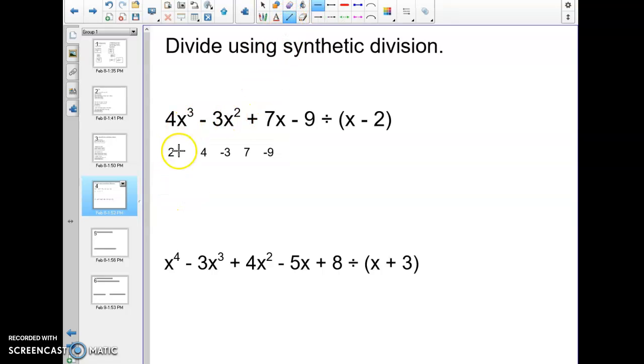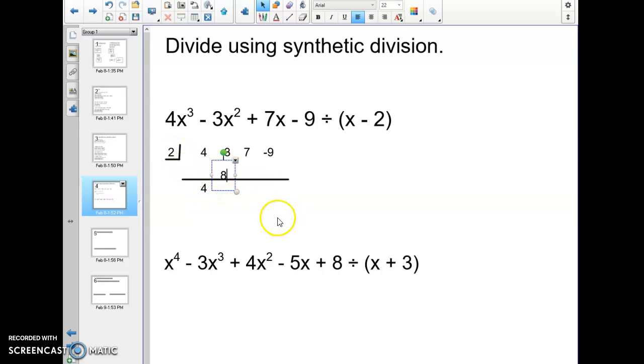Draw my lines. So I keep this in the box. Draw a line down here. Drop the first term. So that first term is 4. 4 times 2 is 8. -3 and 8 is 5. 5 times 2 is 10. 10 and 7 is 17. And 17 times 2 is 34. 34 and -9 is a 25.